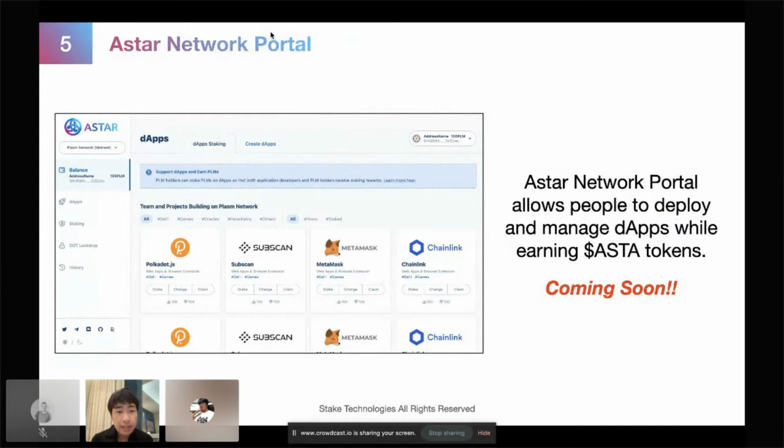And we are going to launch Astar Network Portal and Shiden Network Portal that allow developers and users to send and receive tokens, and that allows developers to deploy smart contracts to this portal so that we can understand who is building what. And the Shiden Network token holder can nominate their token on dApps and earn revenue by nomination.